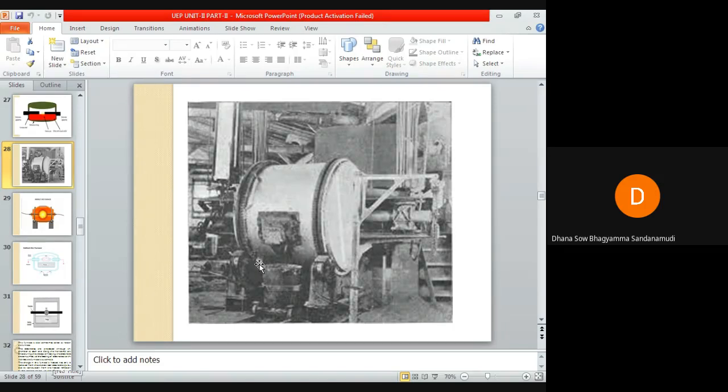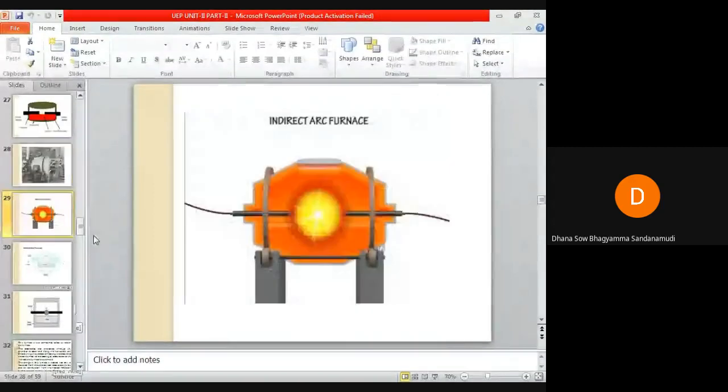In the direct arc furnace, there will be automatic stirring action due to the electromagnetic field produced within the charge because of direct contact of the arc with the charge. But here, automatic stirring action will not take place. Therefore, the furnace is to be rocked mechanically. You can observe there are wheels here. This is a wheel, this is also a wheel, and on the other side also wheels will be there.